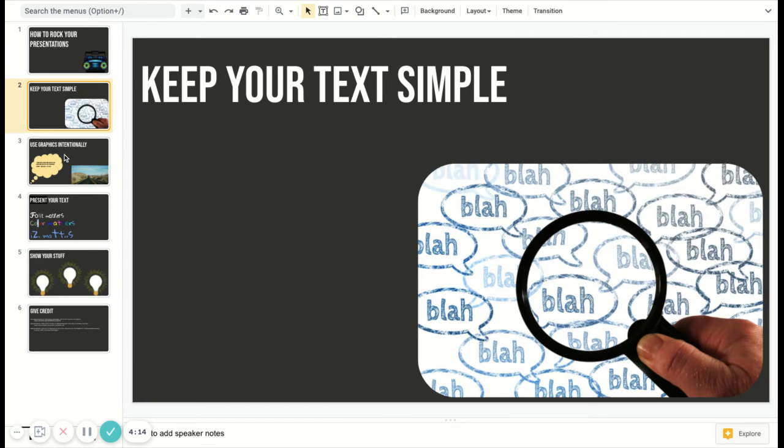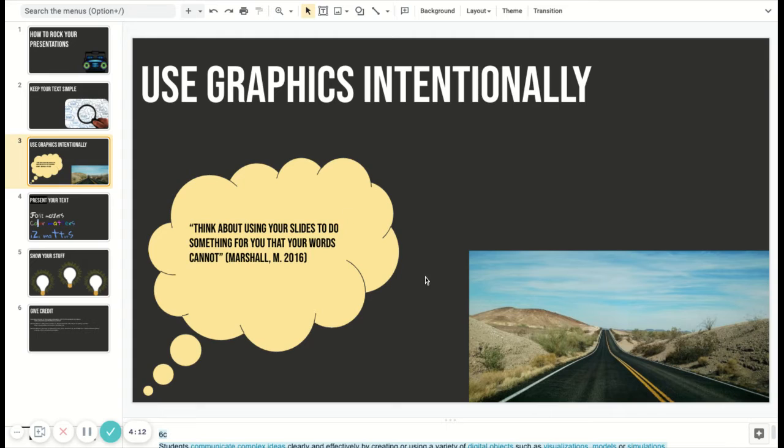One way that we can really keep it simple is by using our pictures and our graphics intentionally. There's this super awesome presenter that talks all about how to communicate well, and she says that we should think about using our slides to do something for you that your words cannot do. So if I can say everything that's on my slide, then I probably didn't need a slide in the first place. So what can we do to use our slides to make our presentations even better?